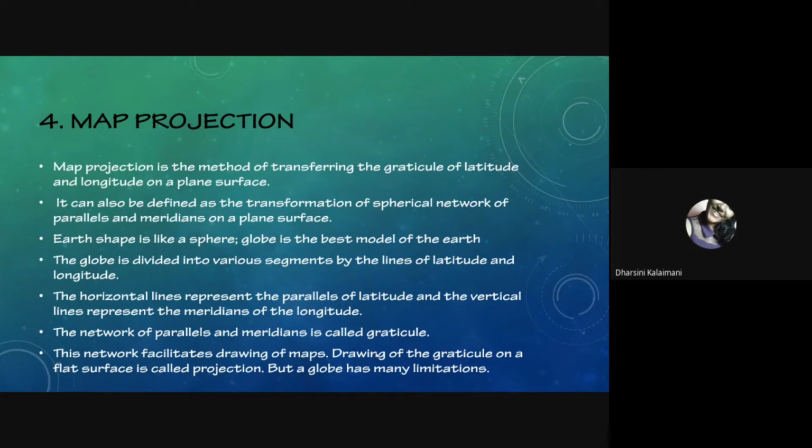The globe is divided into various segments by the lines of latitude and longitude. The horizontal lines represent the parallels of latitude, and the vertical lines represent the meridians of longitude. The network of parallels and meridians is called the graticule. This network facilitates the drawing of maps. Drawing of the graticule on a flat surface is called projection, but a globe has many limitations.